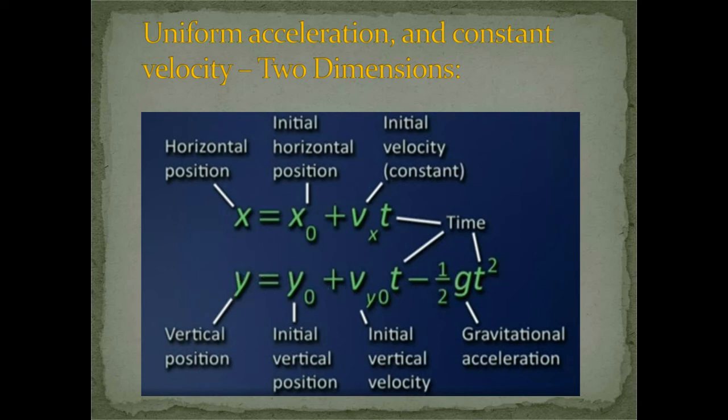So your final vertical position, at some later time, will equal your initial vertical position plus your initial vertical velocity times the time, minus 1/2 g t squared. Now we're making up positive, so down will be negative. And of course, you can use the other equations in your arsenal of motion under uniform acceleration. But you only need one for the horizontal.